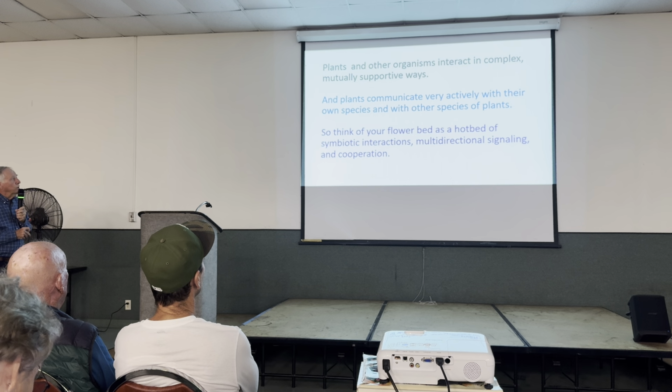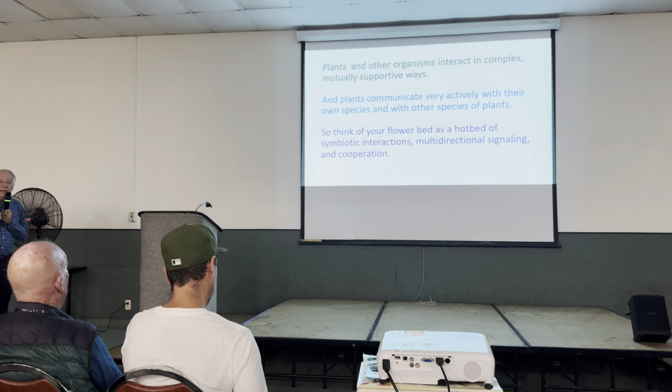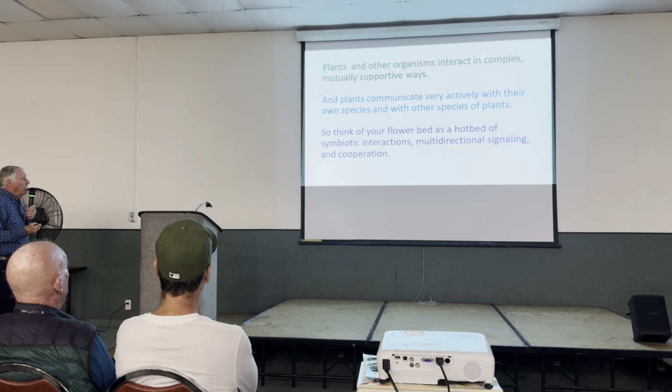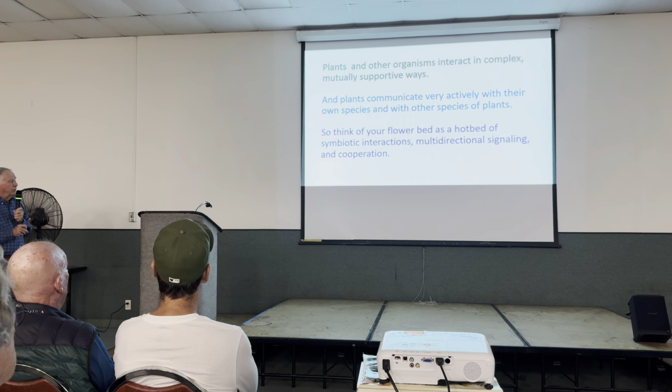So we've talked about how these organisms interact in complex ways, supporting each other. The plants communicate actively with each other, sharing water, sharing nutrients. They can communicate through the air, if there's a danger, or through the roots. And so you need to think of your flower bed as a hotbed of communication and interaction and multi-directional signaling. When we look at our flower bed, we're not thinking about, oh, there's a lot going on here between the plants and with the microorganisms in the soil.